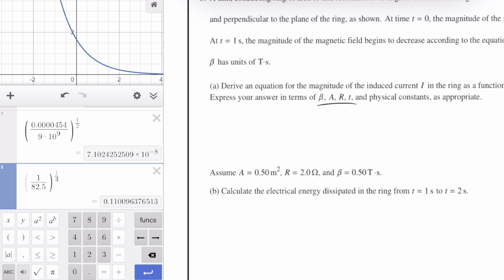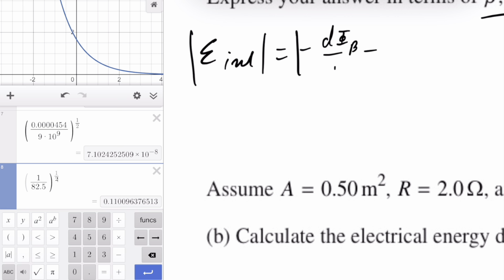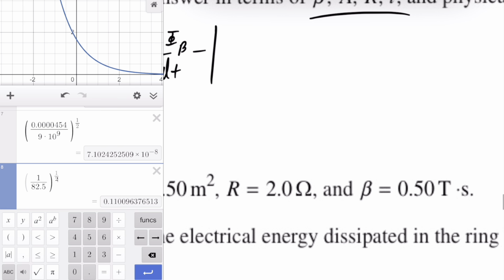Okay, so now we're going to have to consider Faraday's law. Whenever we have induced current, we should be thinking Faraday's law. So Faraday's law says that the electromotive force that's induced, well, the magnitude, is the negative derivative of flux, right? So long as flux is changing. So let's think, is flux changing? Well, what's the equation for flux as a function of time if we're going to take its derivative?